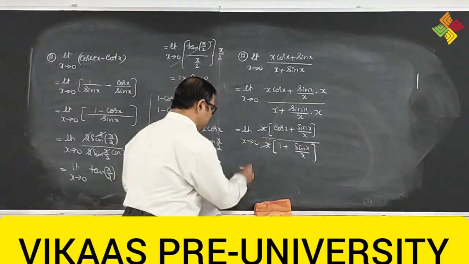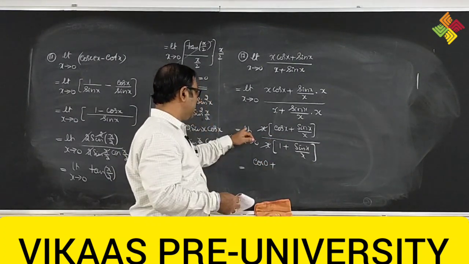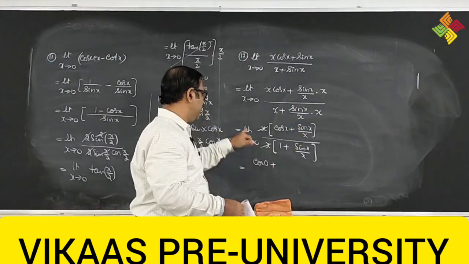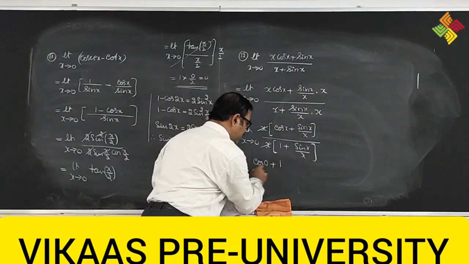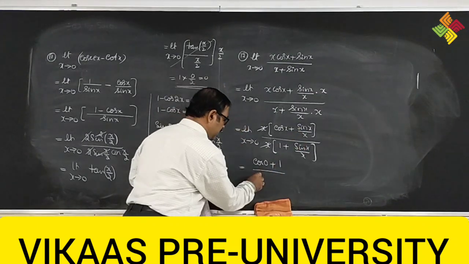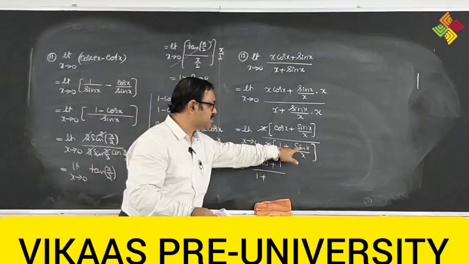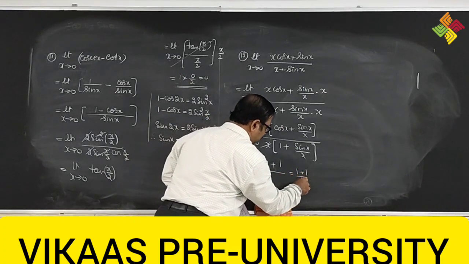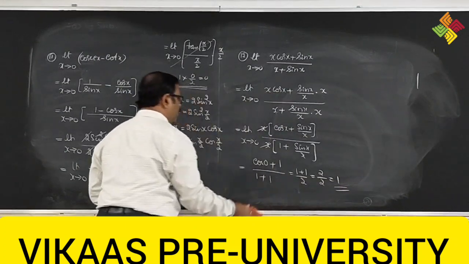So put x is 0. What do you get? Cos 0 plus limit x tending to 0 sin x by x, that is 1, divided by 1 plus limit x tending to 0 sin x by x, that is 1. So 1 plus 1 by 2, 2 by 2 is equal to 1.